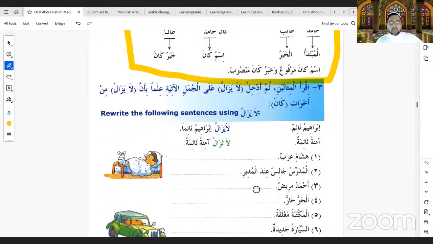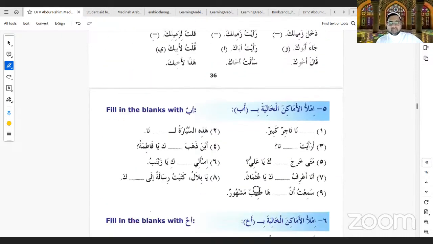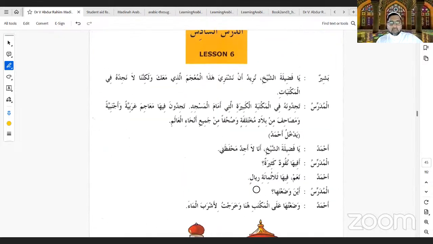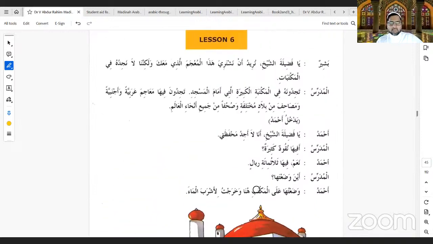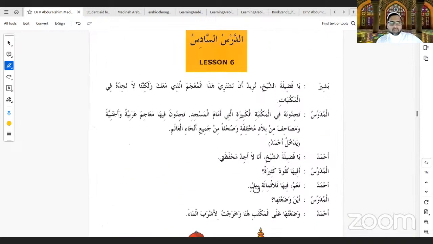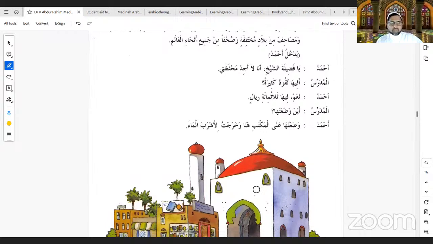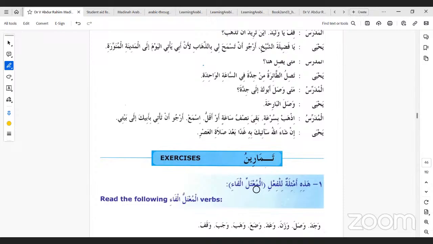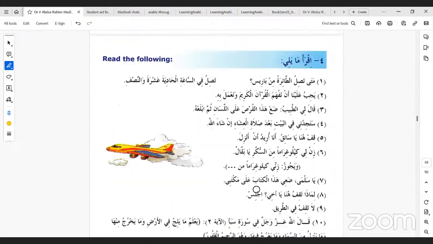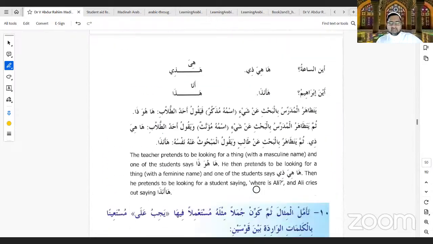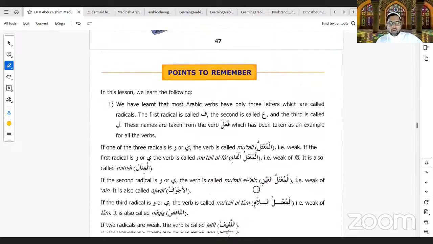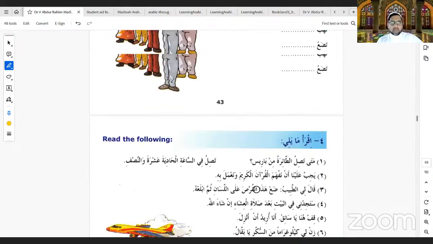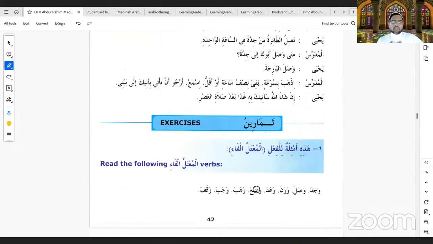So inshallah, next session we'll do 3, 4, 5, 6, finish that off, and then move on to lesson number 6, which is quite straightforward. The only thing is that the exercises are a bit long, but inshallah we'll probably do half of the exercise and then half next session as well, inshallah.